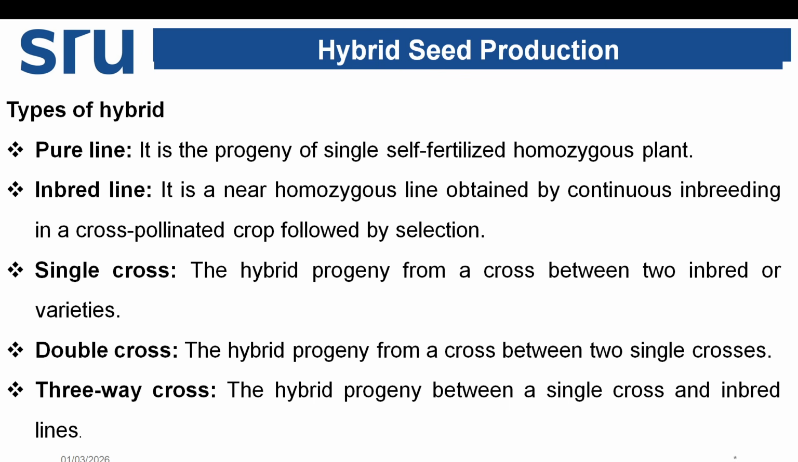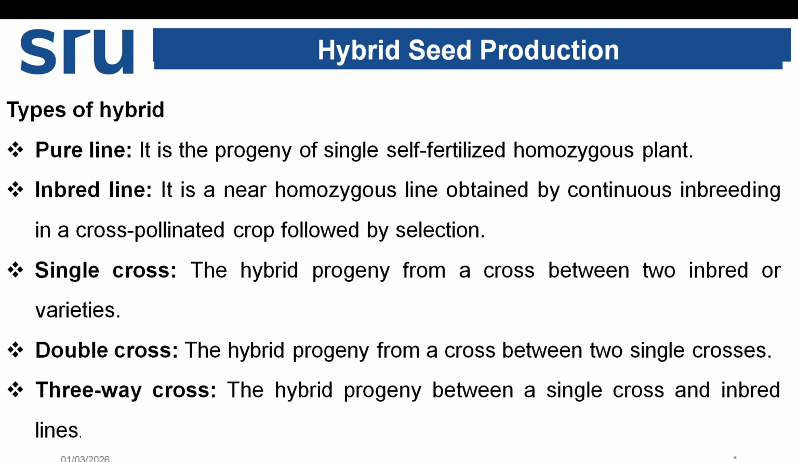Next, what is meant by a double cross hybrid? The hybrid progeny from a cross between two single crosses. Whenever we cross two different single crosses among themselves, that means involvement of four parents. Whatever the resultant progeny we get is called a double cross hybrid. Right? Then next, what is the three-way cross?